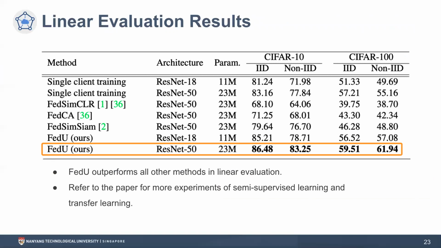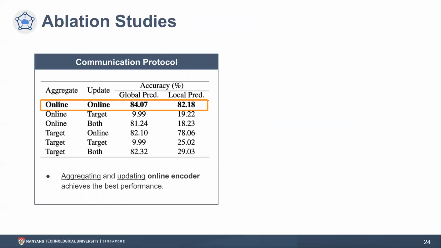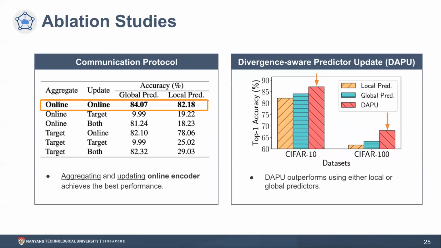This table compares performances of our method, FedU, with other methods. Our method outperforms all other methods on CIFAR datasets under IID or non-IID settings. We also provide in-depth ablation studies. For communication protocol, the table shows that aggregating and updating the online encoder achieves the best performance. For divergence-aware predictor update, compared with using only global or local predictors, the DAPU achieves much better performances.